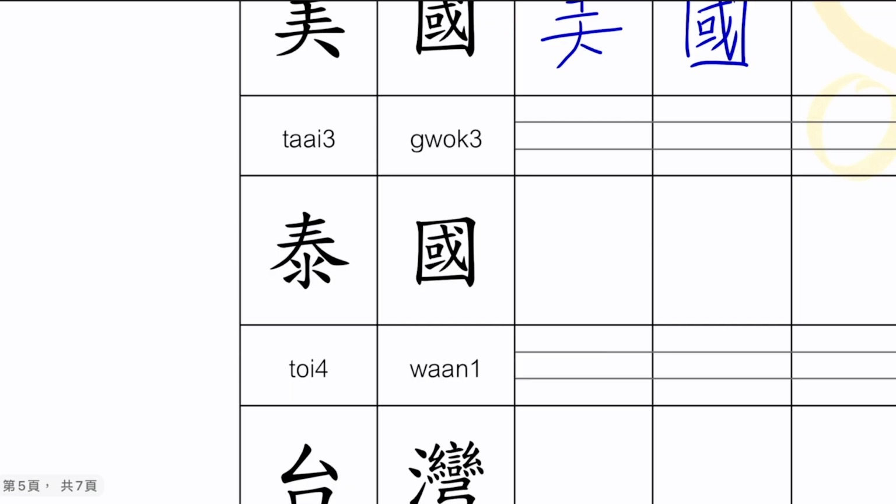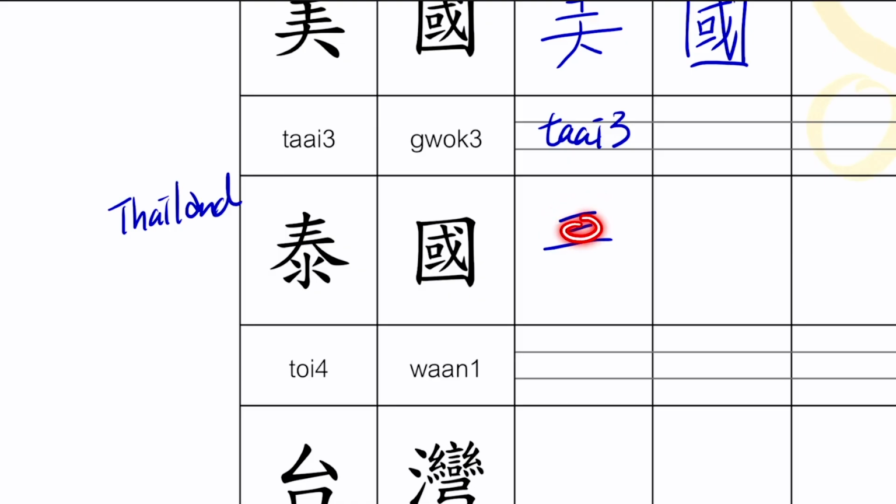Okay, 泰國 is Thailand. 泰 T-A-A-I, the third tone. 橫橫橫. 3 horizontal strokes, right? The first one is in a middle length. The middle one in a shorter length. And then the last one, longest, okay? 跟住撇捺直勾點剔點點, okay?